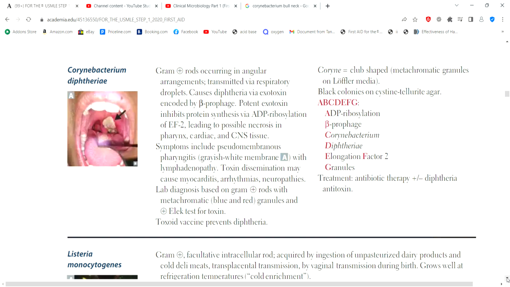So, the diphtheria toxin is an exotoxin, and that exotoxin is encoded by beta prophage, a type of bacteriophage that infects bacteria. Okay.